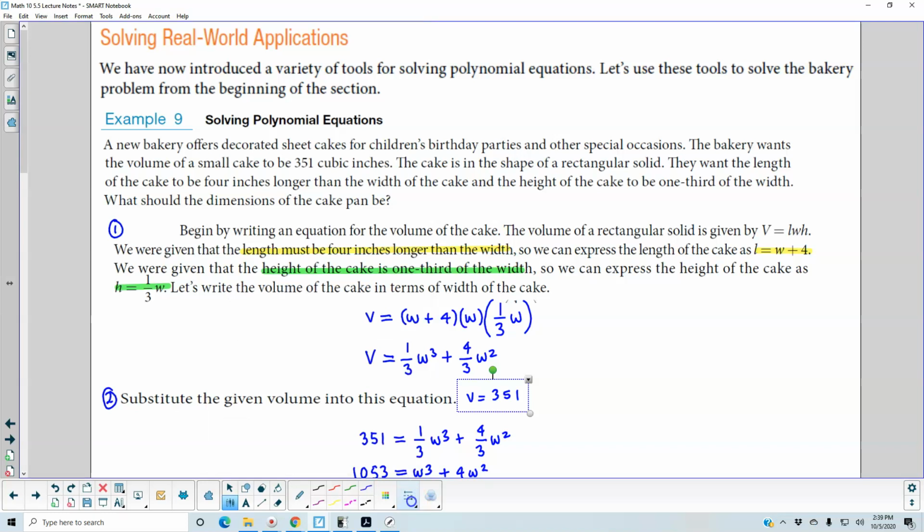So, the volume is equal to the length, which is W plus 4, times the width, which is W, times the height, which is 1/3 W. And now we're going to multiply this all out. So we have 1/3 W squared, and if we distribute it to the 4 and the W, we end up with V equals 1/3 W cubed plus 4/3 W squared.